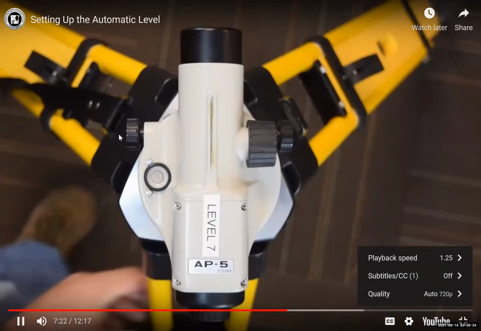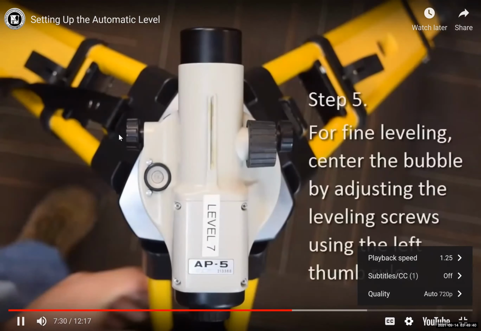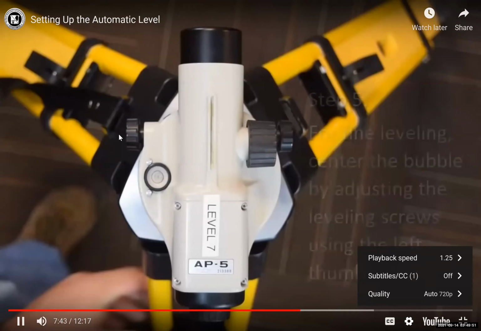Now, to fine level the instrument, that is the second phase of leveling, center the bubble by adjusting the leveling screws using the left thumb rule. Before I explain the left thumb rule, let's see how we must level the instrument in 2 directions.